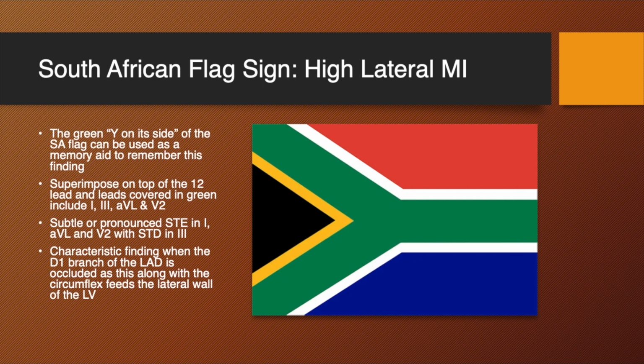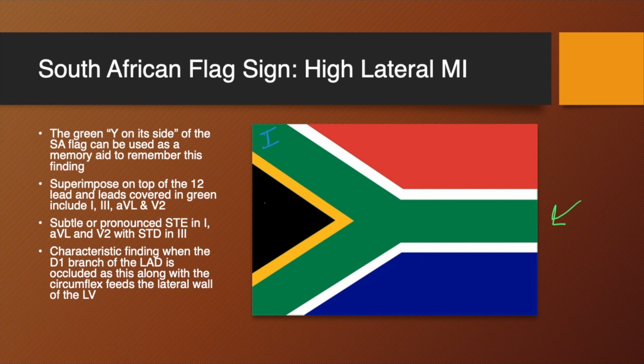All right. The next finding is something referred to as the South African flag sign. And this is just a way of helping you remember this. So the South African flag has this green Y in it. And that green Y, if you imagine placing this on top of an ECG, so your standard ECG printout, at least here in the United States, starts at lead 1, right here.